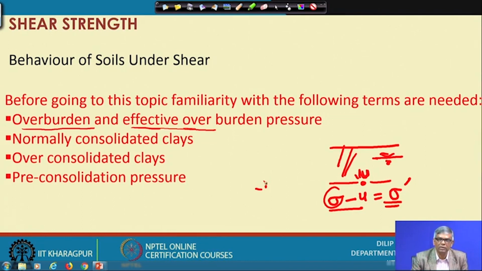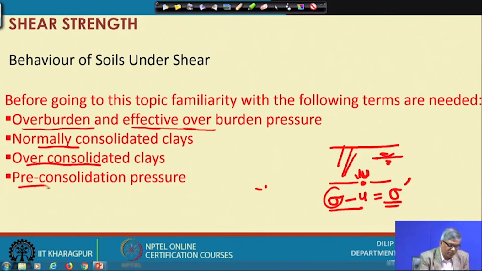And over consolidated means that in a particular area, in the past it has been subjected to a higher pressure than the present effective overburden pressure. There may be several examples we can give, but I will not go into that here. We will give this explanation maybe at a later stage while discussing the compressibility of soil. So there is a normally consolidated group and an over consolidated one, and their behavior under shear will not be the same. So we will discuss that.